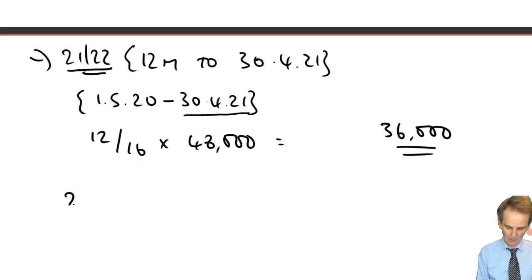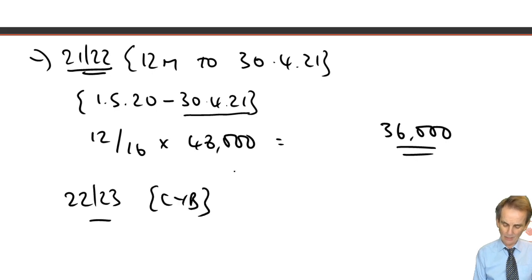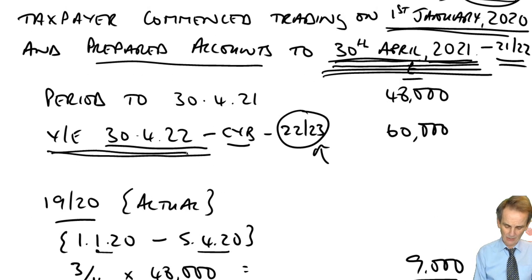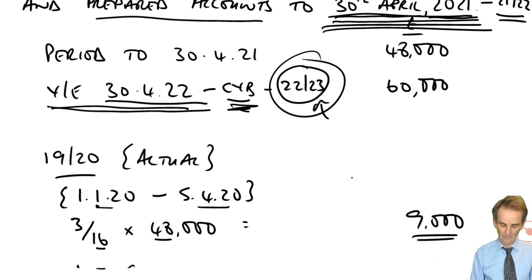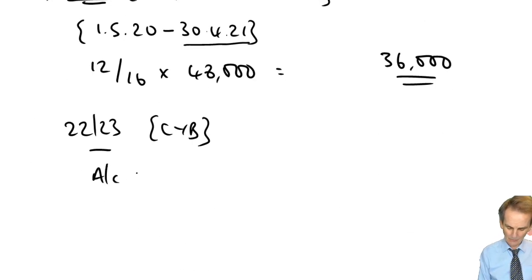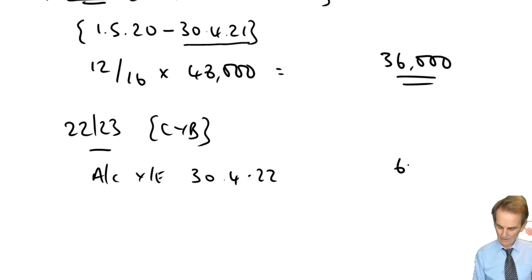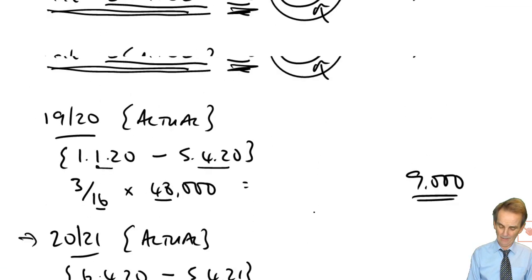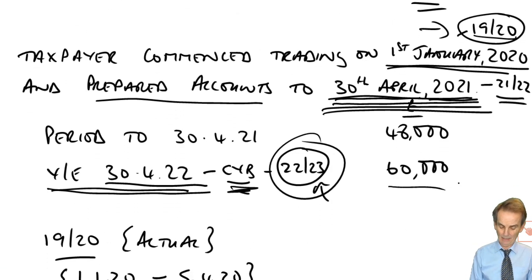But let's just finish our assessments into 22-23. Now we can use, as we identified when we looked at the information in the question itself, the year ended 30th of April 22 using CYB, assessable in 22-23. There we go. Let's get that written in there for accounting year end 30th of April 22, and I think we had some £60,000 worth of profit for that particular period. Let me just go back and check. Yeah, there we go, 60,000.